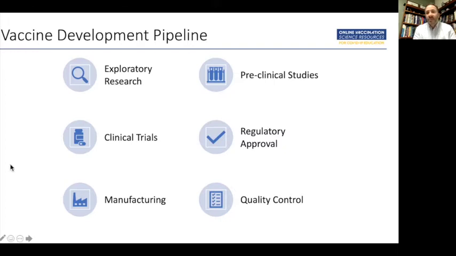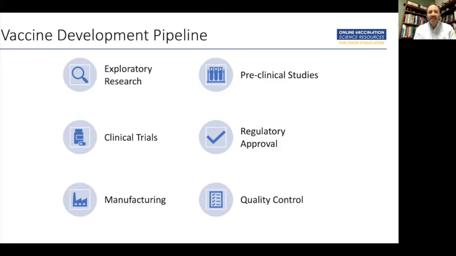And then we'll walk through the process of taking that from that initial set of discoveries and studies all the way to producing it and manufacturing it. And we'll look at some of the things that happen along the way. So these are the basic steps I'll be talking about: exploratory research, preclinical studies, clinical trials, regulatory approval, manufacturing, and quality control. And I call this a pipeline or a timeline, but it isn't.